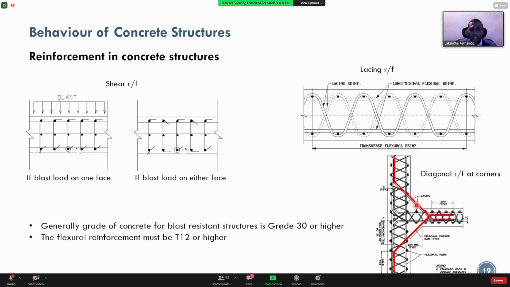And also at the corners, there are what's called the edge effects. So there could be concentration of stresses. Because of that, you generally find diagonal reinforcement at the corners, as you can see in these red lines. Generally for blast resistant structures, we use either grade 30 concrete or higher. In terms of reinforcement, generally we use at least T12 or higher. So in terms of resisting itself, the shear or the lacing reinforcement plays a critical role.